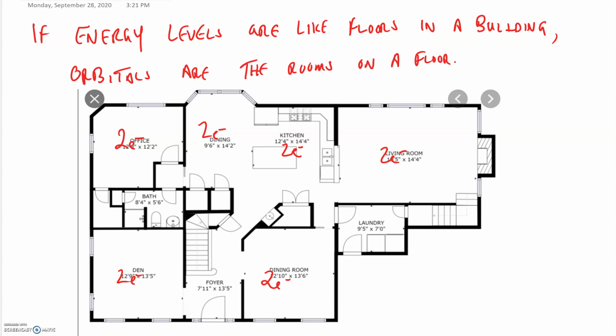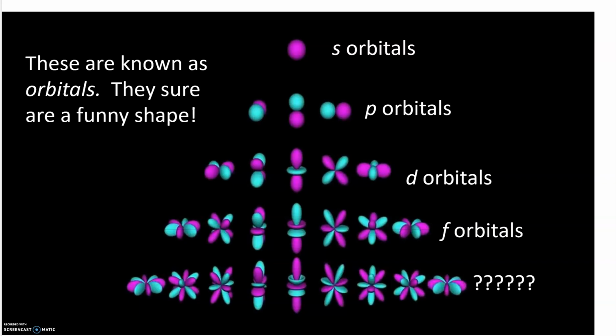Here's what rooms in an atom look like. These are what orbitals, or the rooms in an atom, look like, and they sure are a funny shape. The reason they're shaped so weird is because they're designed to prevent electrons from repelling each other. So we're going to get into how these work.